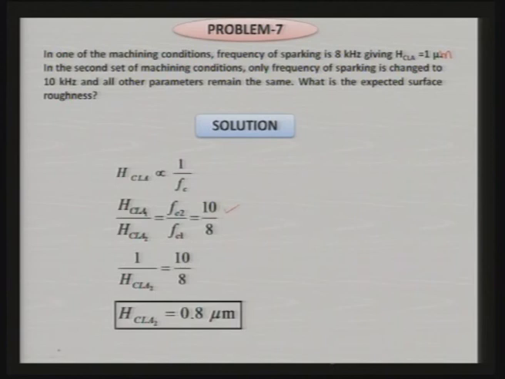So, you can see clearly that with 8 kilohertz the surface roughness value is 1 micron, and with 10 kilohertz, that means the frequency is increased, then definitely the surface finish is going to improve. So, you get 0.8 micron as the surface roughness value.